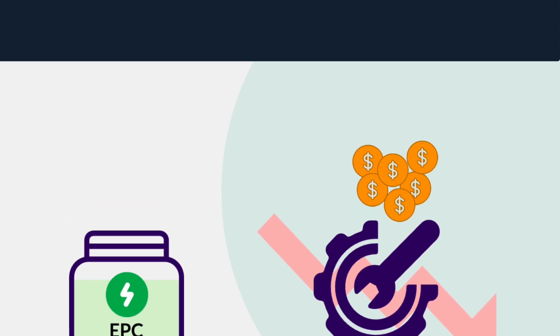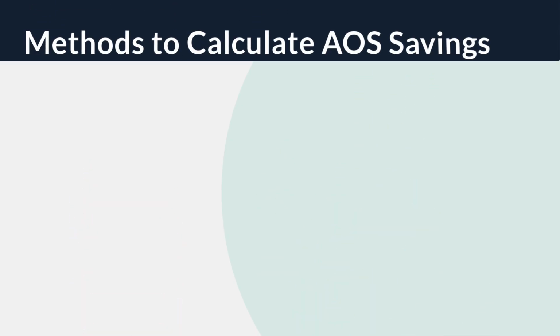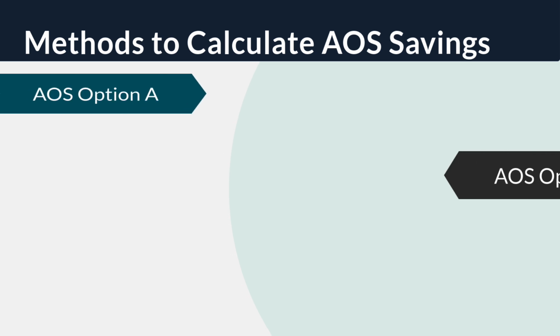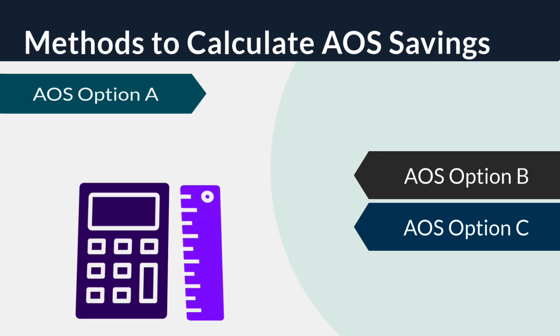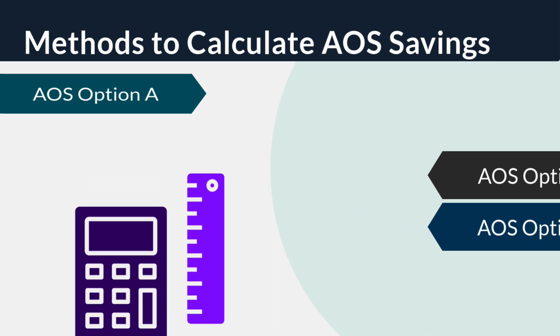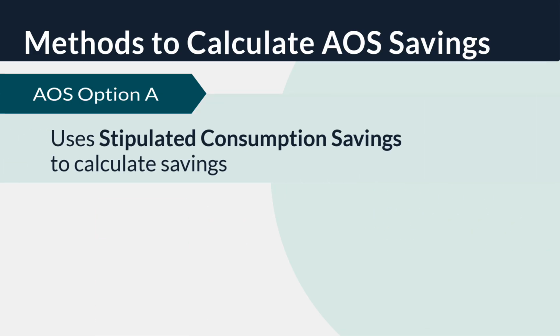The AOS incentive offers 3 methods for measuring and verifying your savings: Option A, Option B, and Option C. Although there are specific criteria for each method, the primary difference between the options are what factors are used to calculate savings. Option A uses stipulated consumption savings to calculate savings, meaning your savings levels are established at the beginning of the EPC and are based on field testing, historical values, manufacturer data, or other technical sources acceptable to HUD.